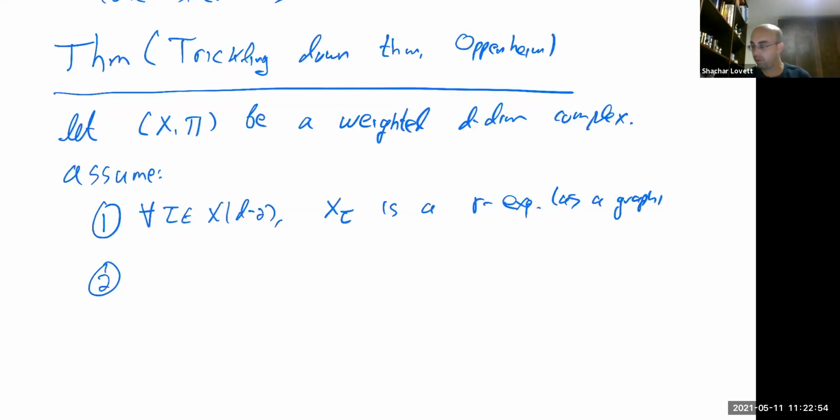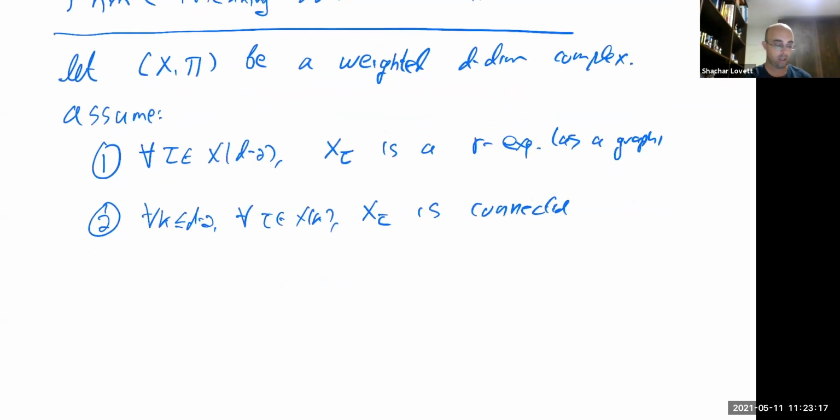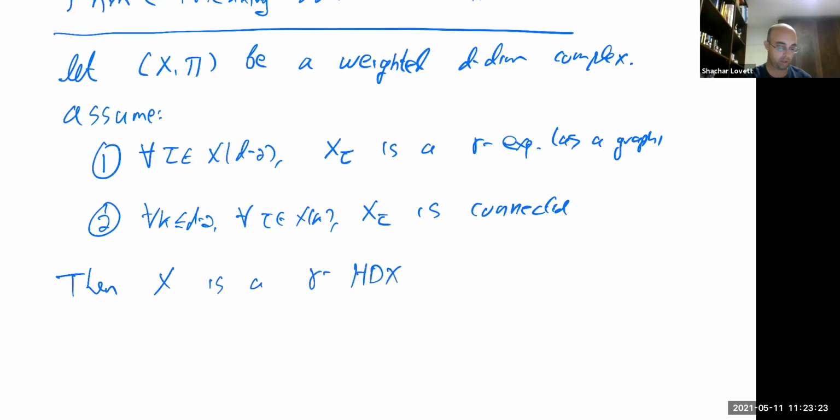Let me just quickly finish it here so that we have trees in here. So for every k at most d minus 2, for every tau in X_k, X_tau is connected. So just a very, very weak condition. And I'll discuss this condition later. It's actually a necessary condition. Then X is a gamma high dimensional expander. Okay, so it's a theorem.